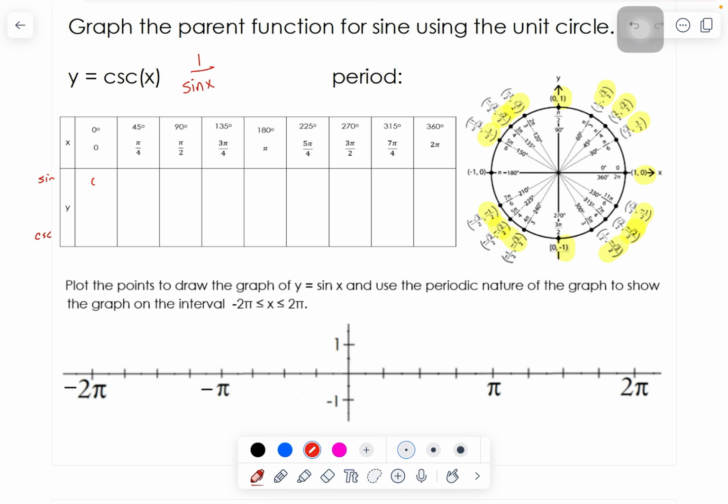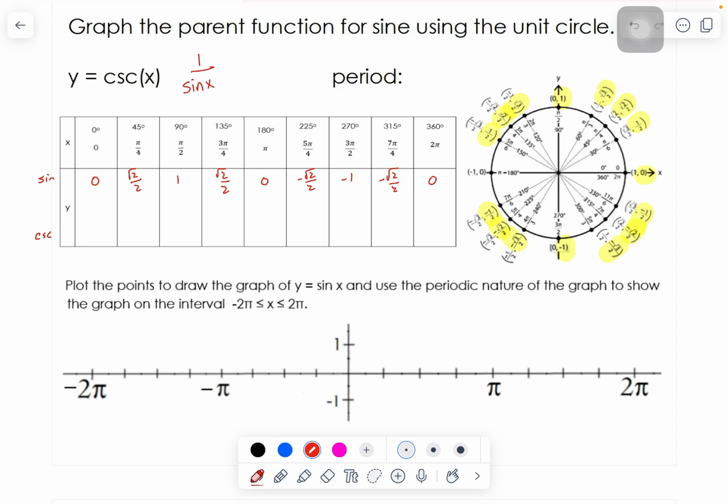So sine is normally 0. Pi over 4, that's going to be the square root of 2 over 2. This is going to turn into 1. The square root of 2 over 2. This is going to be back to 0. And then I've got negative square root of 2 over 2. I've got negative 1, negative square root of 2 over 2, and then I'm back to 0.